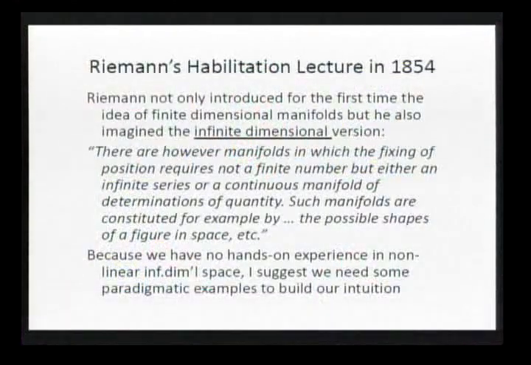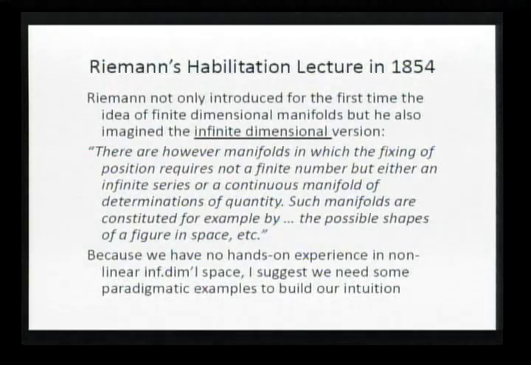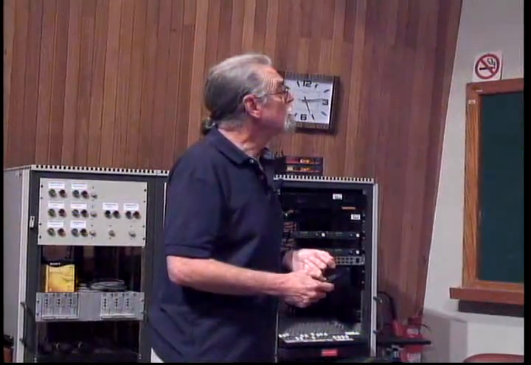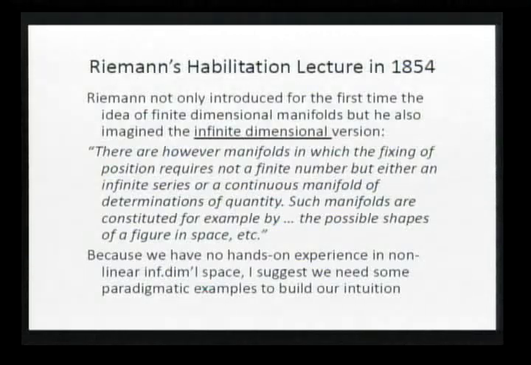So I want to quote this. This was a complete surprise to me until Peter Michor told me. But in this very famous lecture of Riemann, where he introduces the whole idea of manifolds, he introduces the idea of Riemannian manifolds, he introduces the idea of curvature. It's a fantastic paper. But it's not so well known, I think, that two-thirds of the way through this paper, the following appears. There are, however, manifolds in which the fixing of position requires not a finite number, but either an infinite series or a continuous manifold of determinations of quantity. In other words, your coordinates could either have an infinite set of coordinates, or the coordinate might be a function in a vector space itself. Such manifolds, and this is so fantastic, are constituted, for example, by the possible shapes of a figure in space. So he anticipated this entire development, which was not picked up for 150 years.